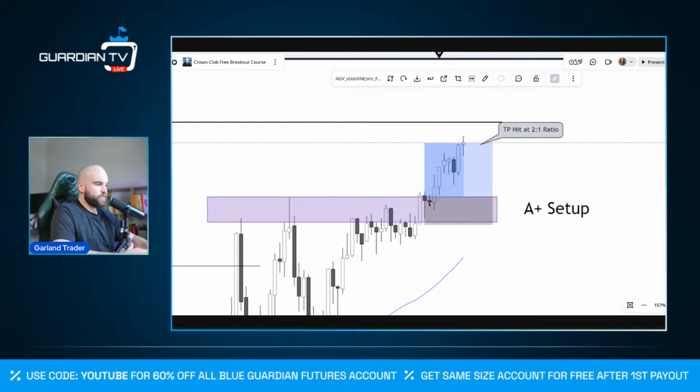However, there is another way you can manage this, and that is by simply using a 1 to 1 risk reward, which is what I often trade. So I will have a stop loss the same size as my take profit, and I won't go for 1 to 2. I will just simply take everything off at 1 to 1.